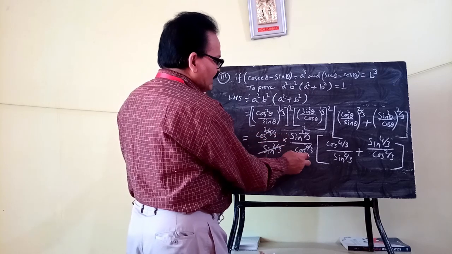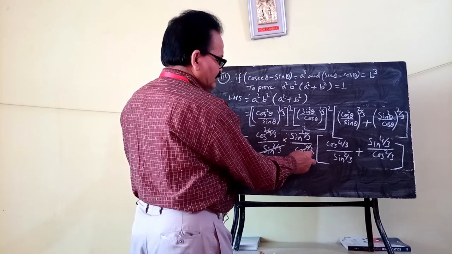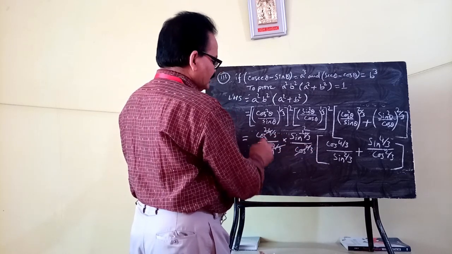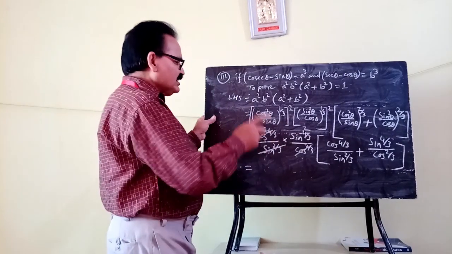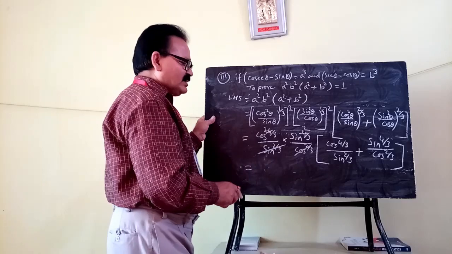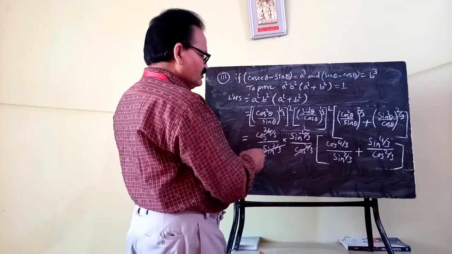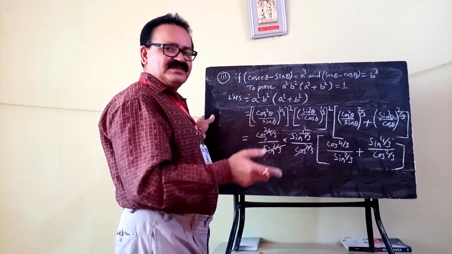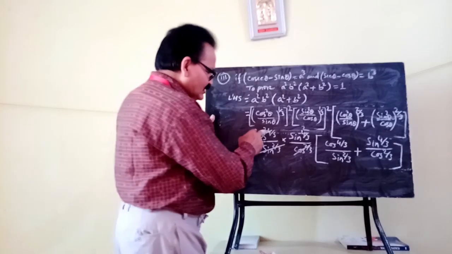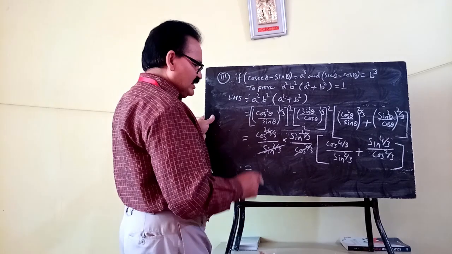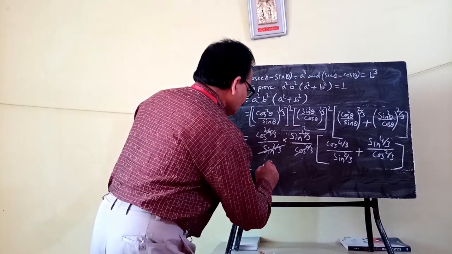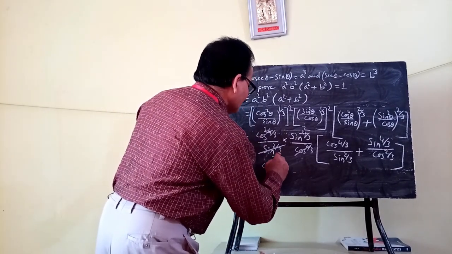So from this part you see, if you divide cos to the power 4 by 3 theta by cos to the power 2 by 3, there is a division. You apply the rule of exponents. For a quotient, what will you do? During division, the powers are subtracted. When 4 by 3 is subtracted by 2 by 3, the answer will be cos to the power 2 by 3.